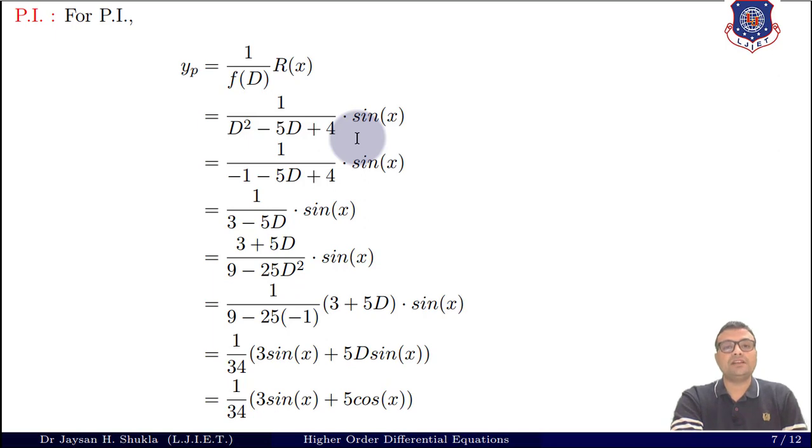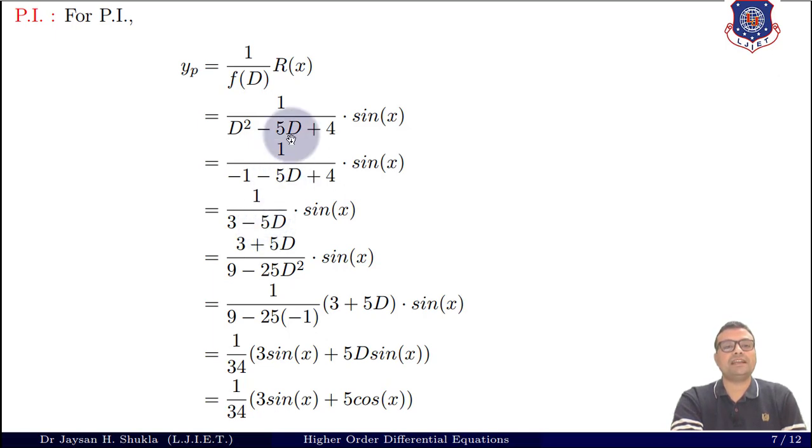So I can replace d square with minus of a square, and that means d square is minus of 1 square, and that means d square is minus 1. So I will replace this value of d square with minus 1. Once I replace the value of d square with minus of 1, it will be 3 minus 5d.